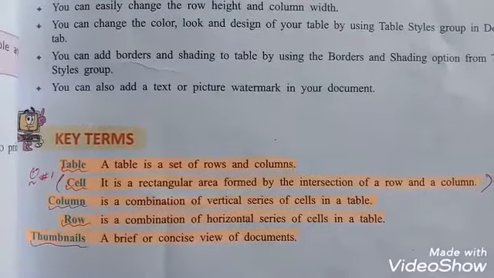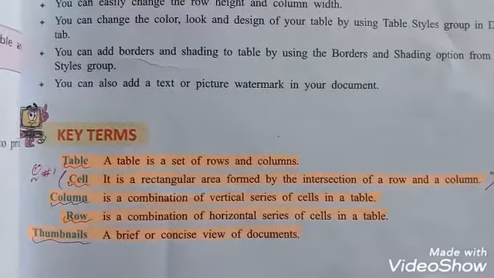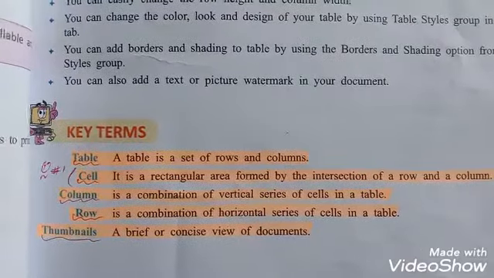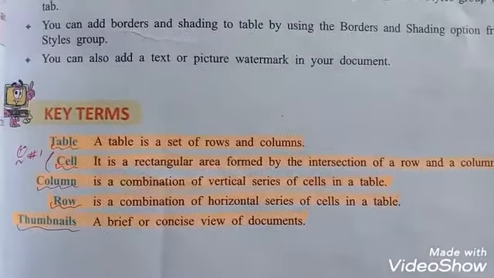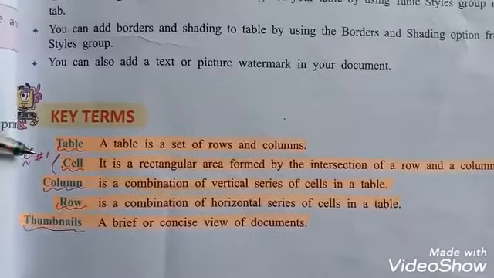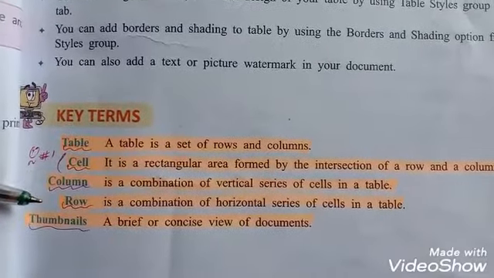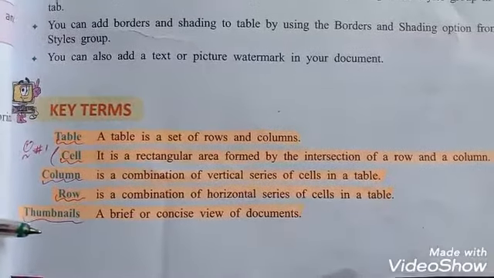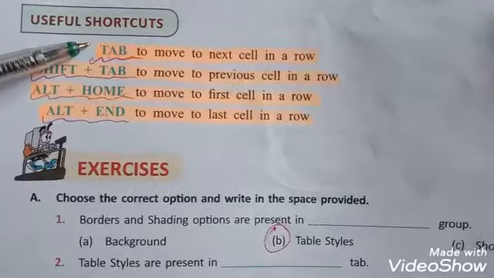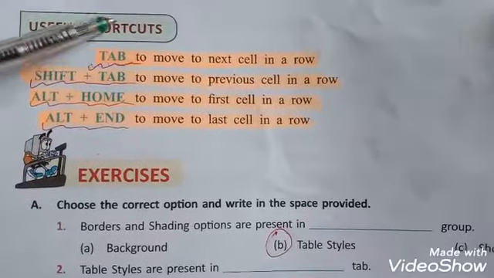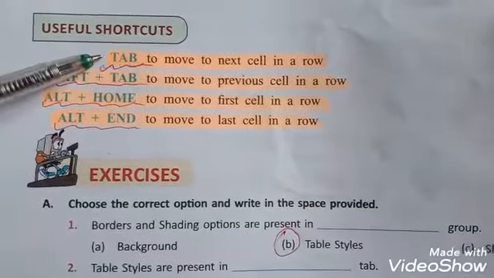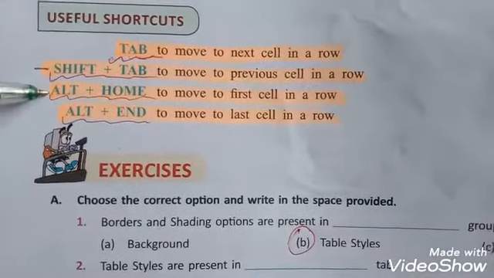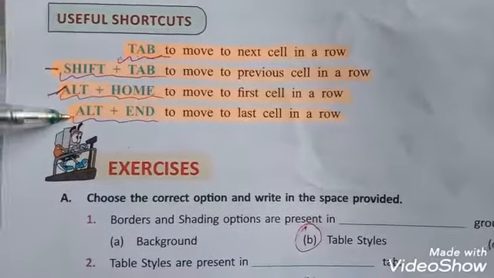Grade 7th. This is the exercise of chapter number 2. Students will highlight these key terms and learn them. First one is table, cell, column, row, thumbnails. Second is useful shortcuts. First one is tab, shift plus tab, alt plus home, alt plus end.